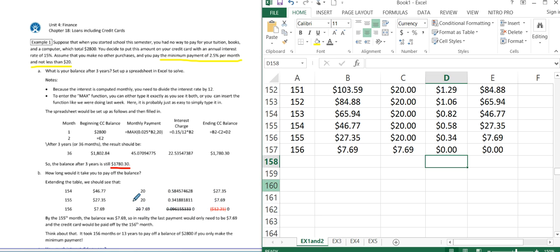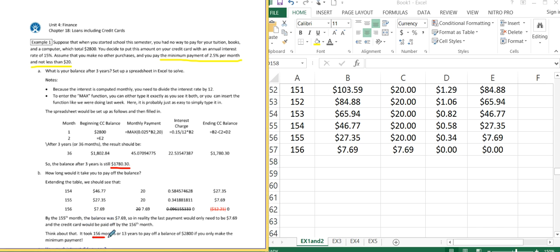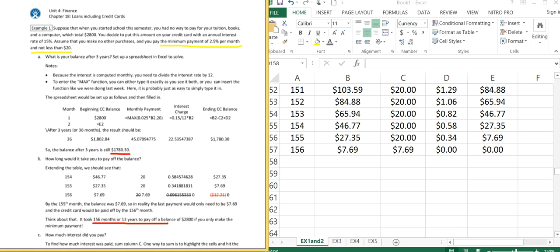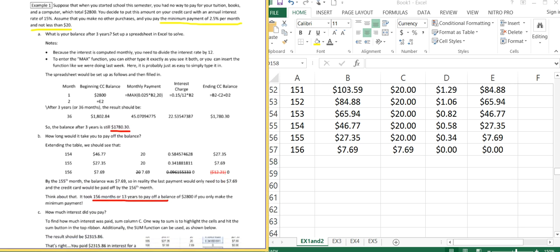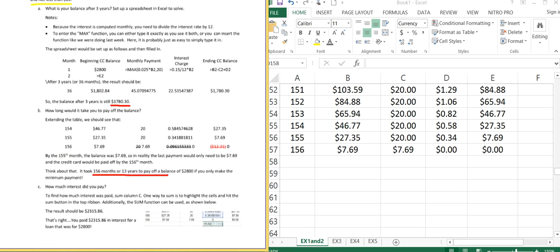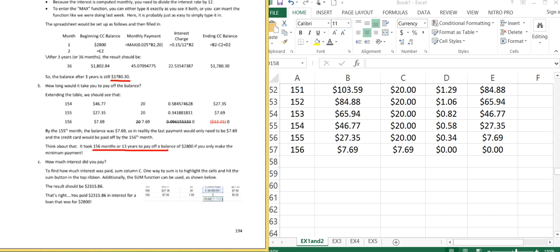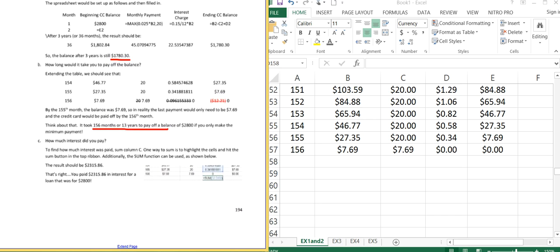So it was, again, by the 156th month that we would have been totally paid off, or 13 years if we only made the minimum payment. So that's frightening, 13 years. And keep in mind, we're not even adding anything into this credit card balance, which is always what happens as people continue to charge up their cards.